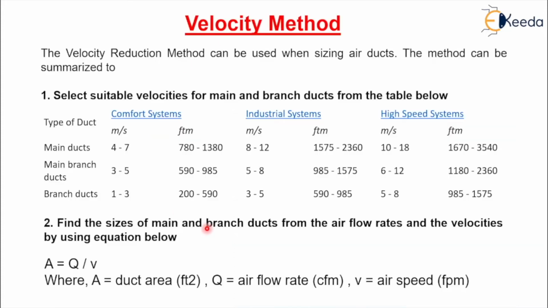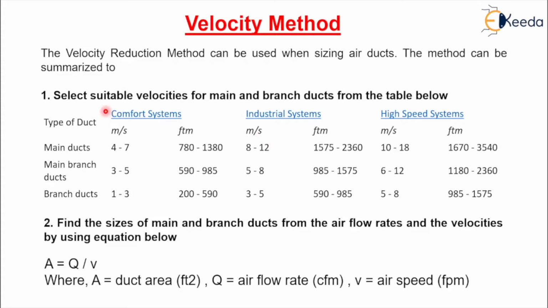Let's see the velocity method. First, the velocity method is also called the velocity reduction method. The velocity reduction method can be used when sizing air ducts. The method can be summarized as follows. In the first step, what we have to do is select a suitable velocity for main and branch ducts from the table below.